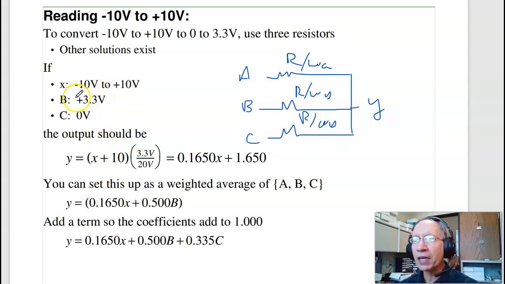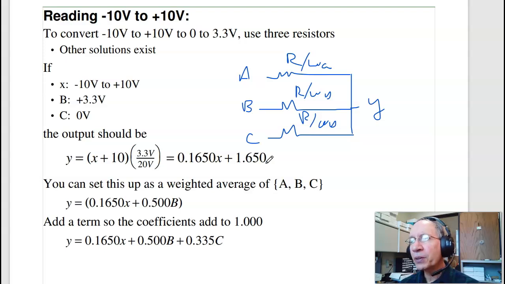If I write the equation for that, I can rewrite this as Y is X plus 10, that brings minus 10 to 0, times 3.3 over 20. So the left endpoint, minus 10 goes to 0, Y is 0, that's good. When I'm at plus 10 volts, I want to go to 3.3 volts. So 10 plus 10 is 20, over 20 times 3.3 is 3.3. So this will go 0 to 3.3 volts as X goes minus 10 to plus 10. Multiply this out, I get Y is 0.165X plus 1.65.